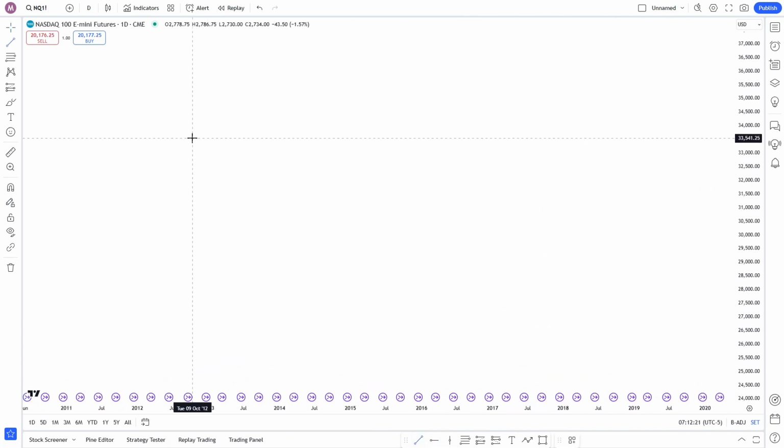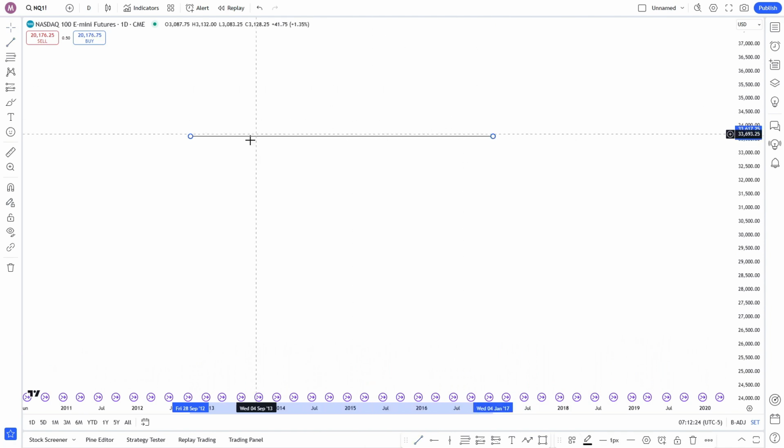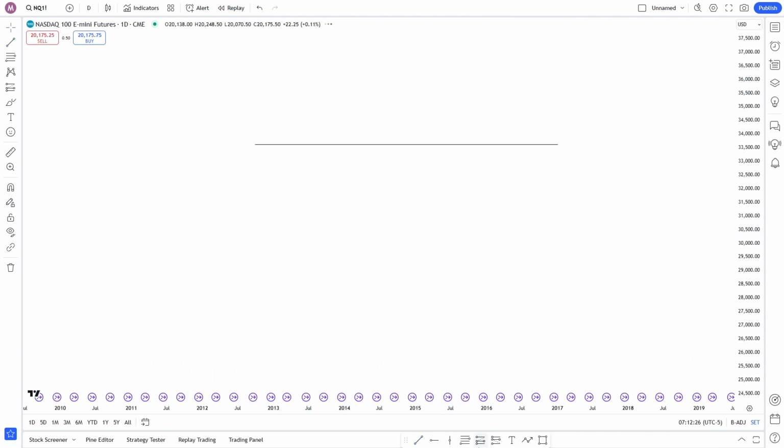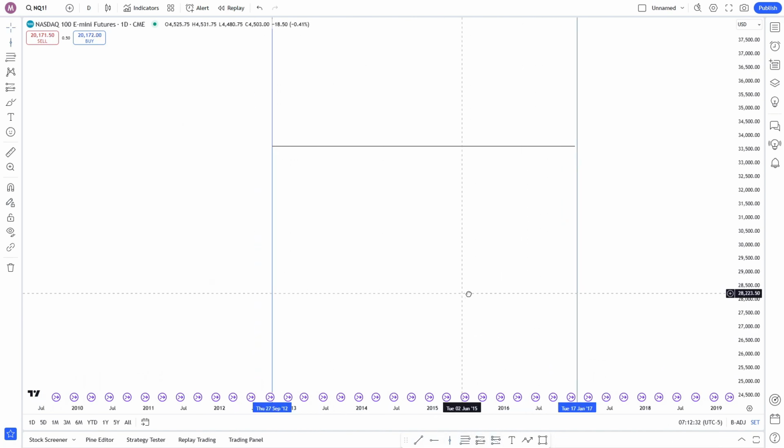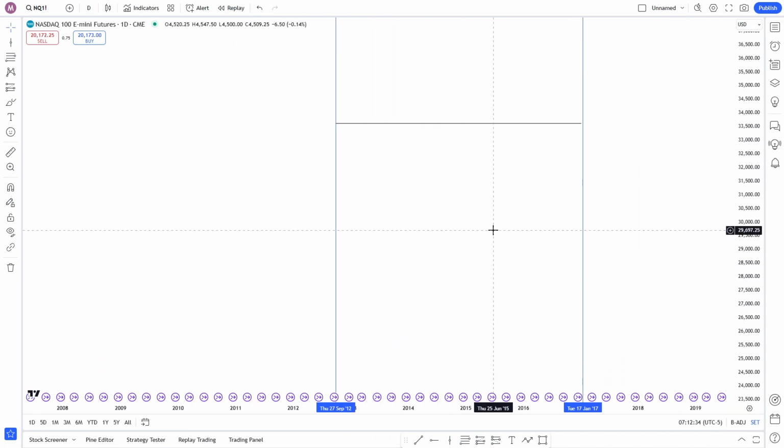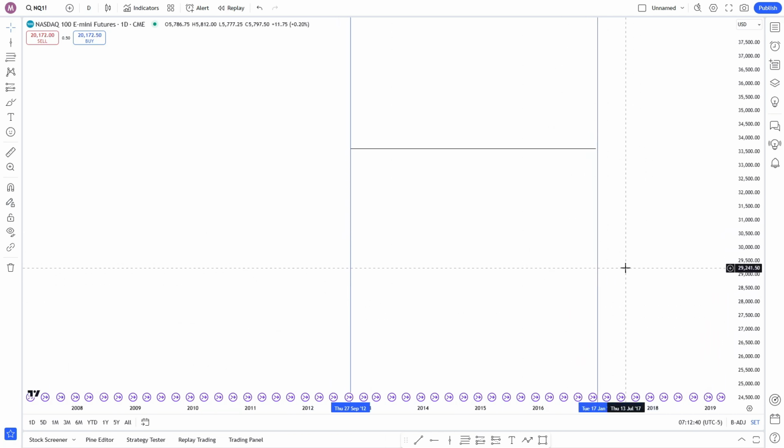So let's say this is a buy side liquidity pool we're looking to target from the time window of 10 AM to 11 AM Eastern Standard Time. We can only take our entry between these two time periods, 10 AM to 11 AM Eastern Standard Time. We cannot enter before or after. This is where we will take our entry.